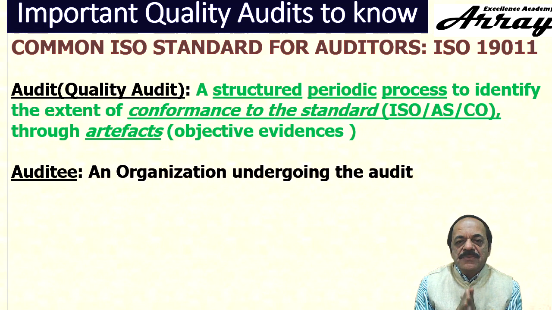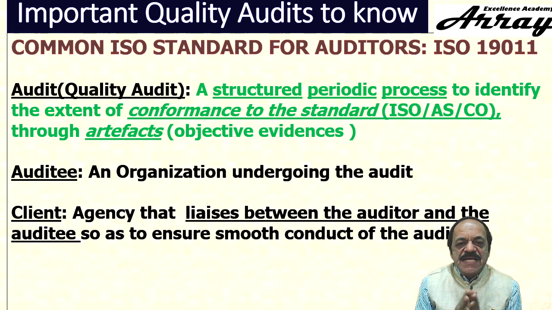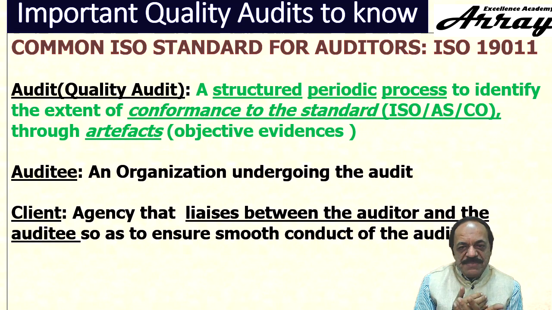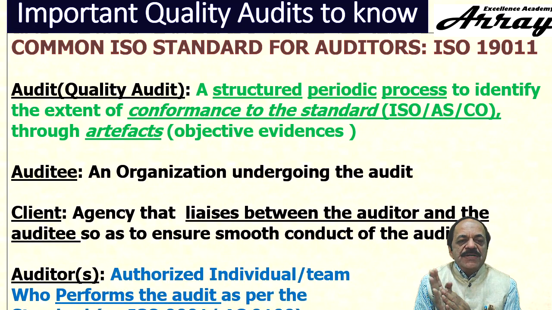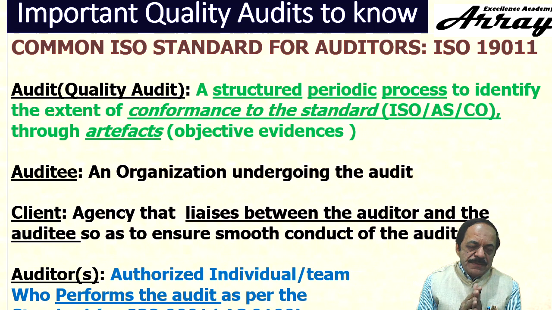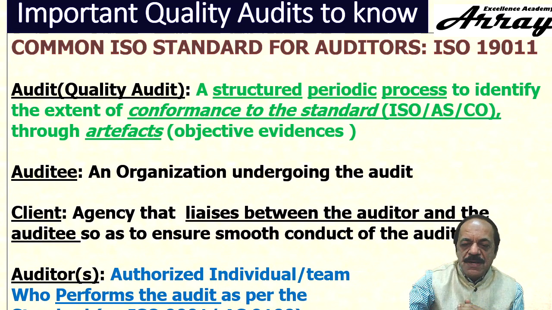An organization undergoing the audit is called an auditee. There are 3 agencies. Client is an agency that liaises between the auditor and the auditee. Auditor can be a certification body and the auditee can be an organization undergoing the audit. So client has a liaising role between the two. Whereas auditors are those personnel from the certifying body who perform the audit, and they may be from the same organization but from an independent area if it is an internal audit, but auditors perform the audit.